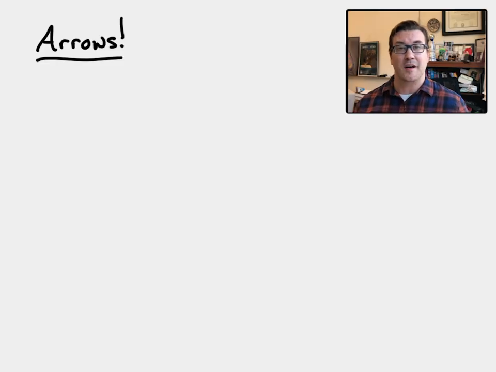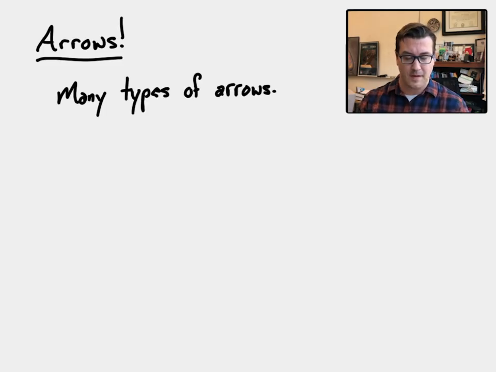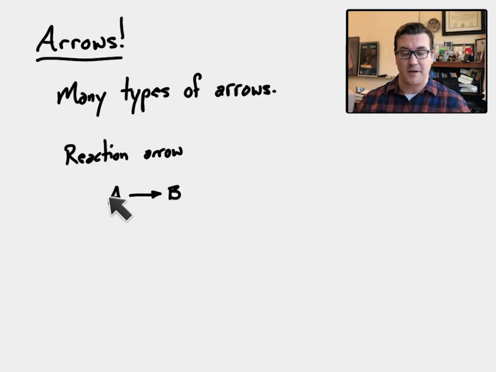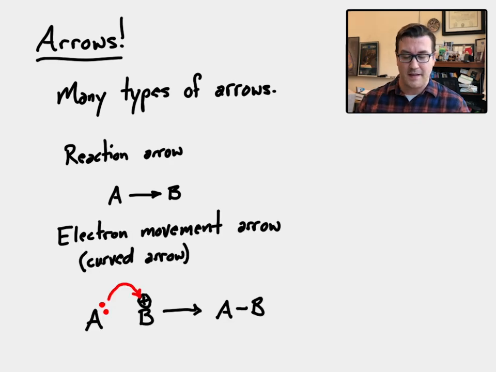Today's mini video, I'll be talking to you about some of the many different types of arrows in organic chemistry. Here are just a few that you should know. The first is the reaction arrow. That goes from a starting material to a product. So in this case, compound A is becoming compound B. It's forming compound B.